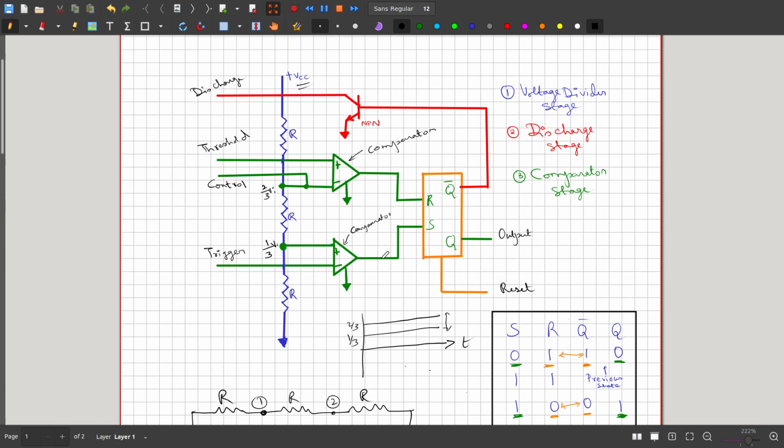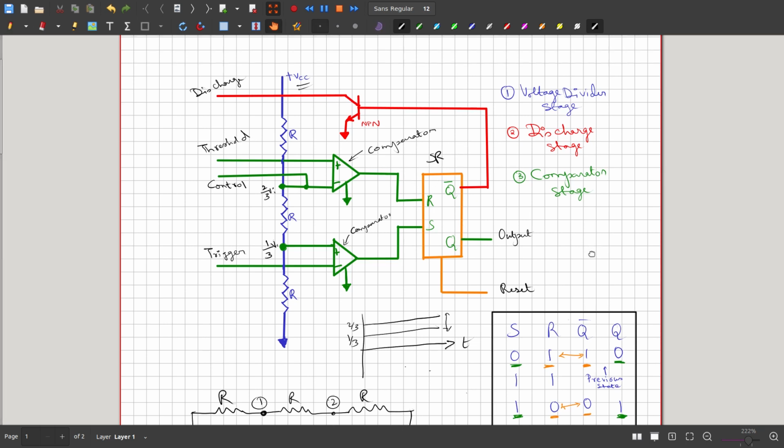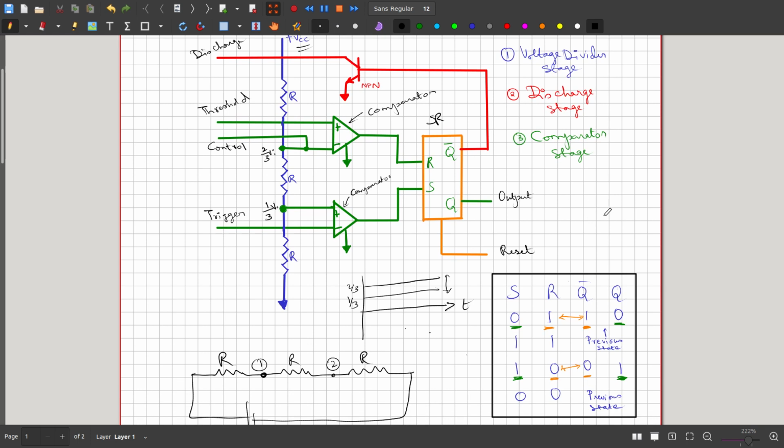So it has a comparator stage, whose reference voltage is given by a voltage divider stage. And there is another stage called the logic stage. In this logic stage, the two outputs of the comparators are fed to an SR flip flop, or SR latch. The SR output looks something like this.